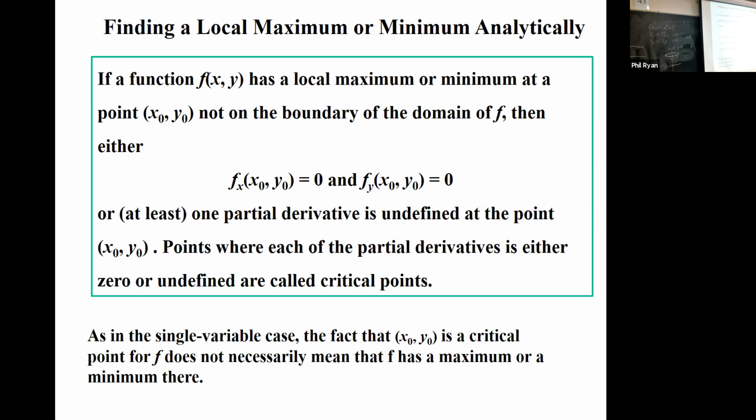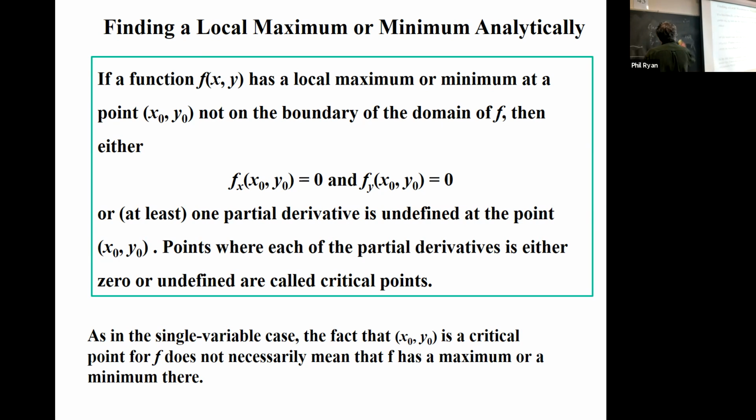And what do we call these points where every derivative is zero? We call them critical points, just like we did back in chapter, when was it, 4 or 5, something like that, chapter 4, I think. And of course, just because you've got a critical point doesn't mean that you have a max or a min.